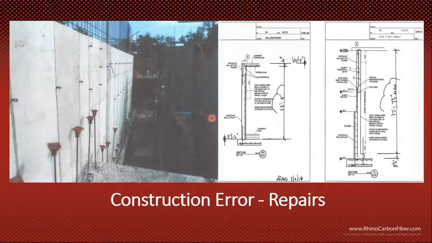So the next one is a very interesting project. We use carbon fiber to correct the construction error. So here is the story. The construction team seems not to have followed the design drawing. Basically, rebars that were supposed to be embedded inside the concrete retaining wall have stuck to the outside. Those rebars sticking to the outside are supposed to be embedded into the concrete retaining wall.